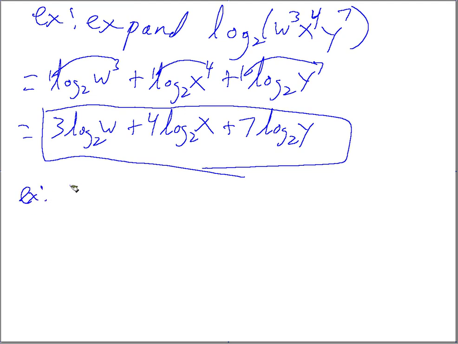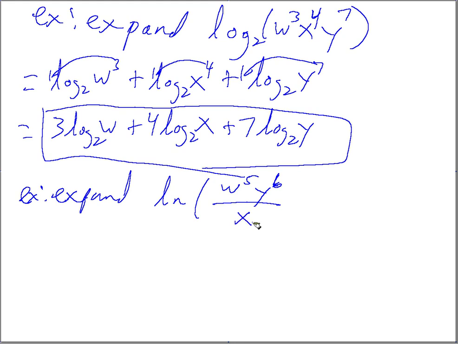Let's do one more. Let's go and expand something like this here. Let's try this one. How about ln of w to the 5th, y to the 6th, so 6 right there, sorry about that, divided by x to the 9th. Alright, let's go expand this natural logarithm.